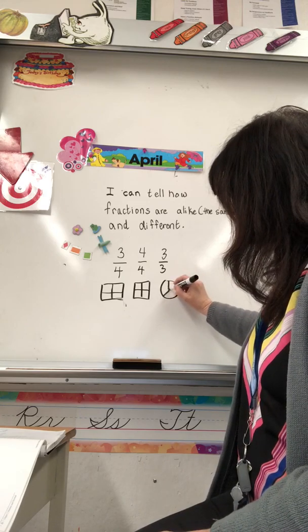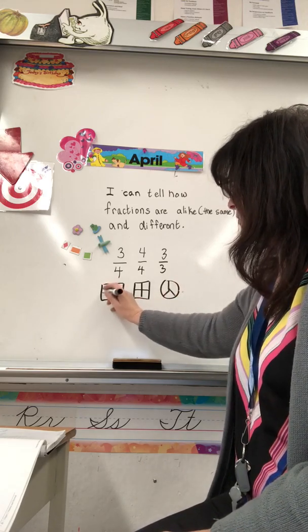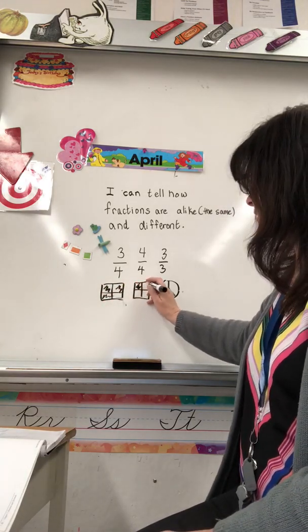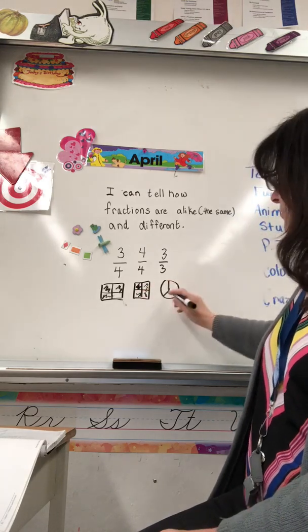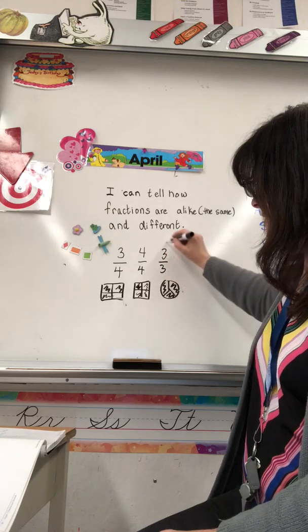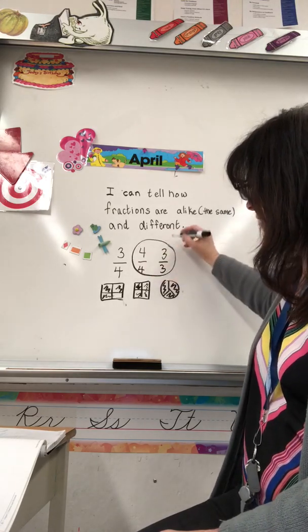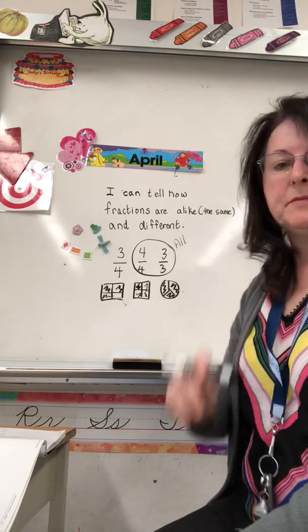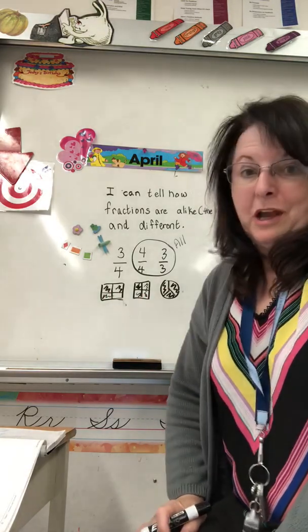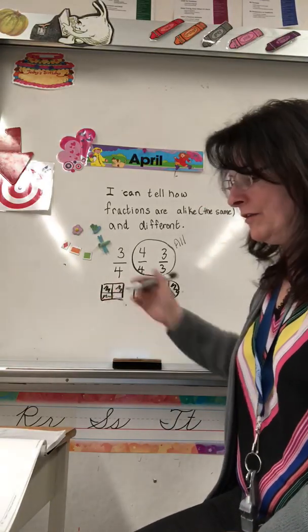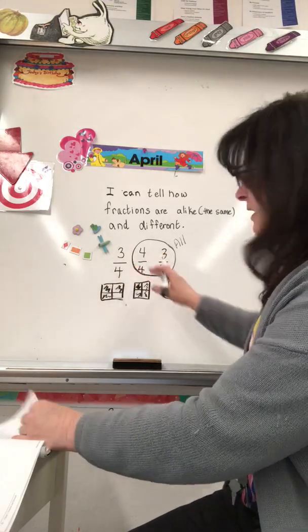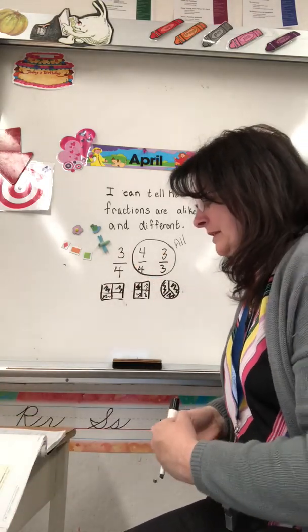You can see that 3 out of 4 would look like this, and 4 out of 4 would all be colored in, and 3 out of 3 would all be colored in. So really, these are the same. These are telling you the same thing. You have all of the parts. So that's what makes them the same, that you actually have all of them, which would be a nice thing, right? Here, you don't have all of them, so they're not the same, okay? You can try this with all kinds of different shapes in your book if you would like as well.